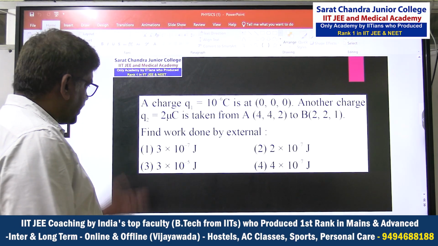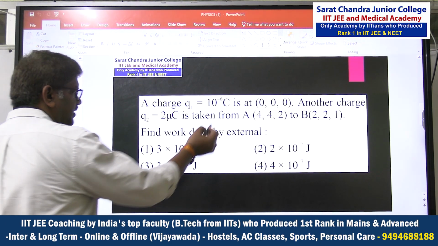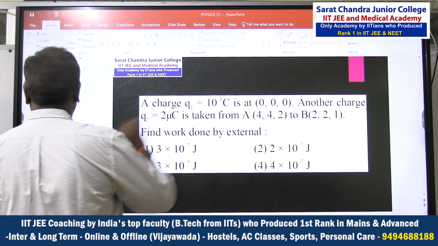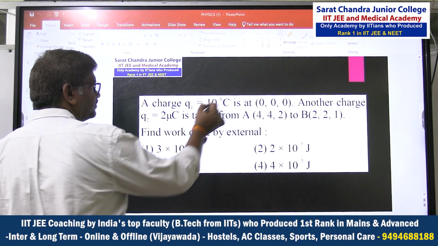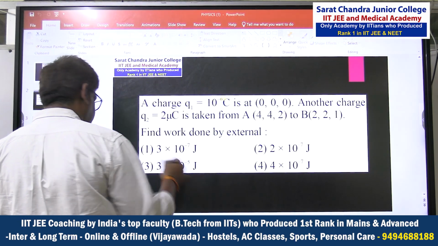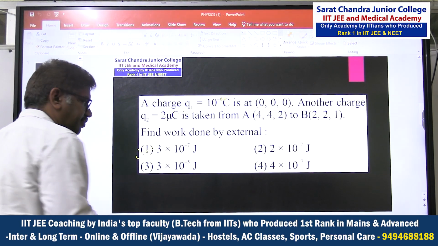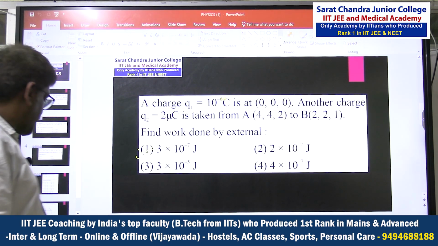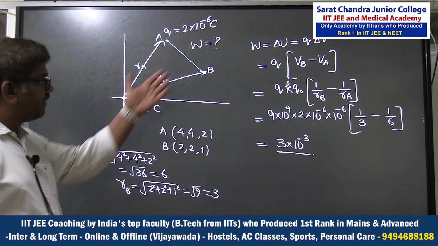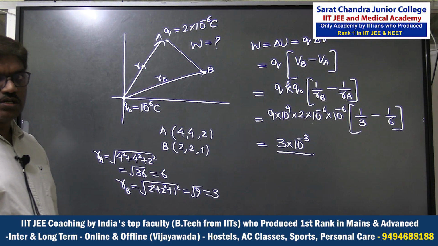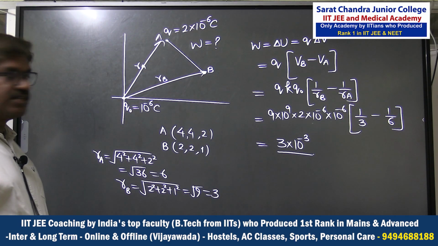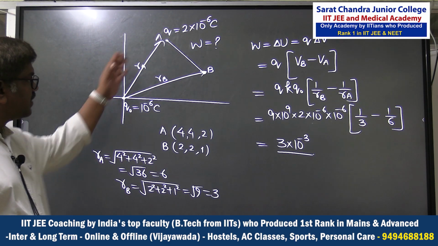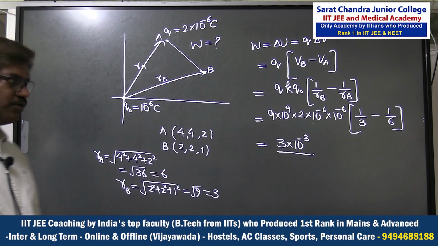Again, there is some mistake in the values. I think this power is given as 10, so it is minus 10, and you get the correct answer as 3 into 10 to the power minus 7. But the concept here is that we have to do it by change in energy. Change in potential energy equals work done if the charged particle is moving slowly from A to B.